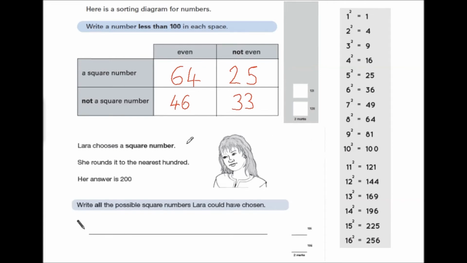In the second question, it says, Lara chooses a square number. She rounds it to the nearest 100, and her answer is 200. We need to write all the possible square numbers which Lara could have chosen. Now, this is a bit tricky because we haven't looked at numbers bigger than 10 squared, so 100. But I've put them over here on the right hand side for you to have a look at. So we've got everything up to 16 squared, which is 256.